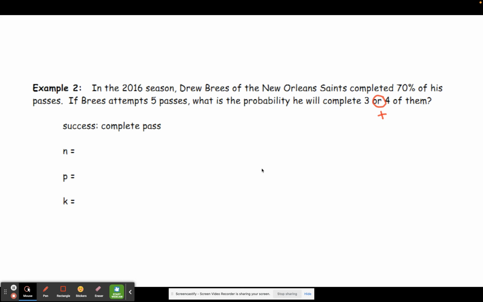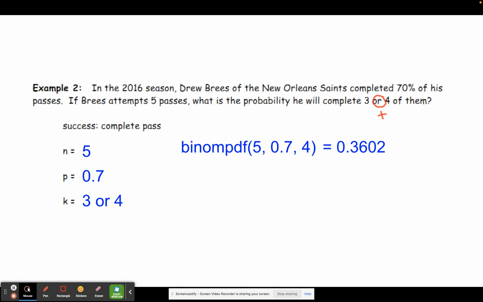So I want to calculate the probability that he completes 3 passes. I already know that because I calculated it in example number 1. So what I want to do is just calculate the probability that he completes 4 passes. So I'm going to set up here, n is 5, p is 0.7, k is going to be either 3 or 4. On the calculator, we would use that binomial PDF function, 5, 0.7, 4. That will give us a probability of 0.3602.